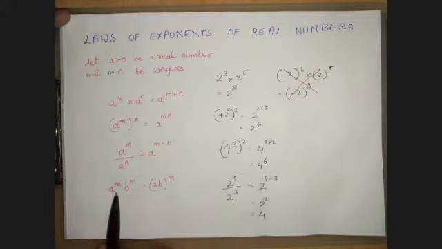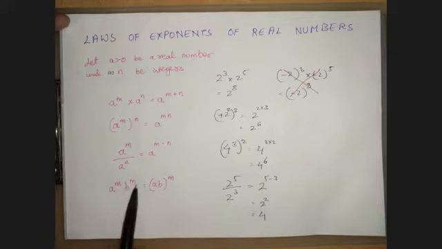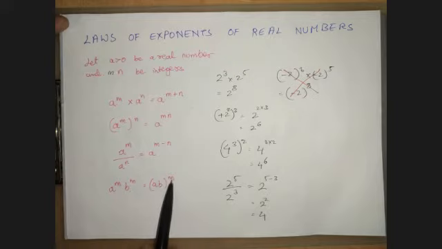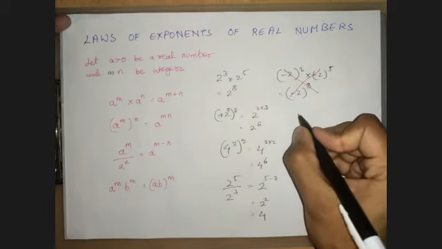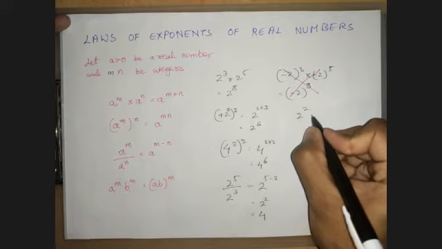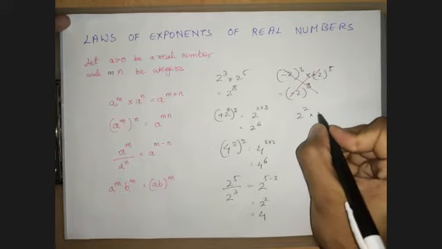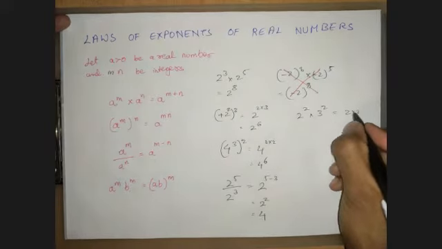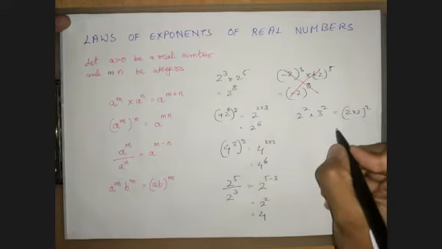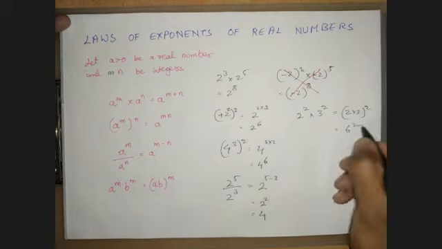Now, if we see this, when the bases are different but the powers are the same, we can multiply the bases and write it as a whole power of the exponent. So what is a typical example for this? I will take 2 power 2 into 3 power 2. So I can write this as 2 into 3 whole square. So this can be written as 6 square.